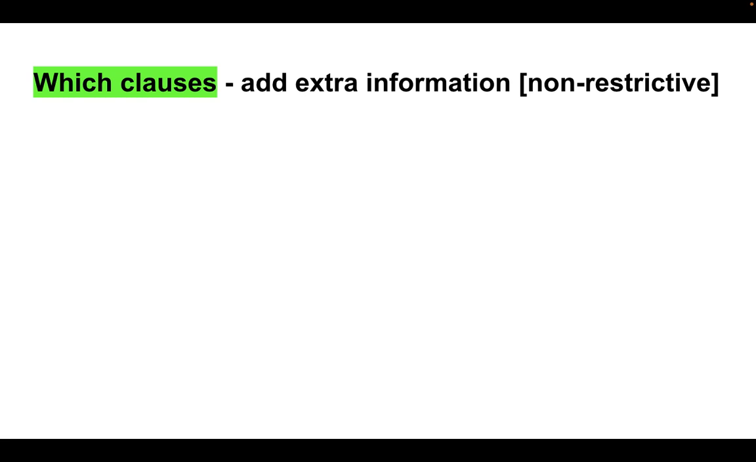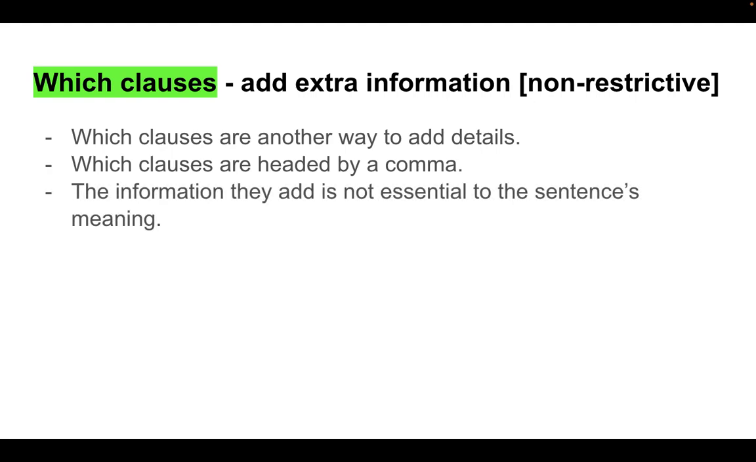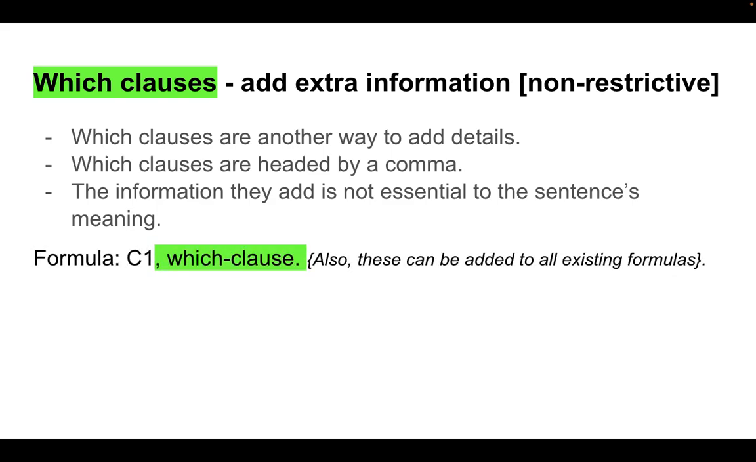They don't restrict the idea of the original sentence, therefore they are non-essential. So, which clauses are another way to add details. And because they're different, they're non-restrictive and non-essential, we'll always use a comma to head our which clauses. So the information they add is not essential to the sentence's core meaning.